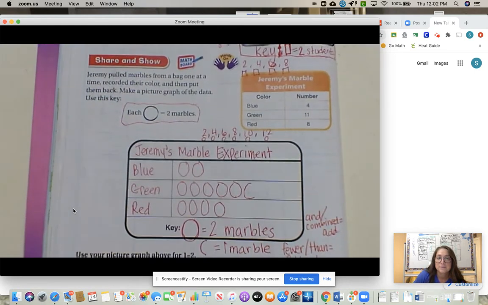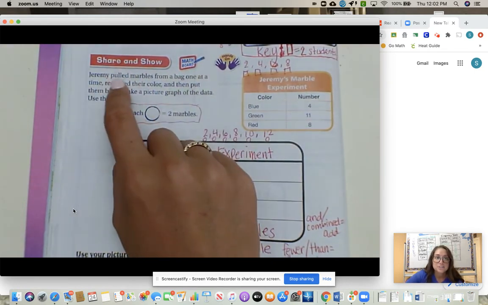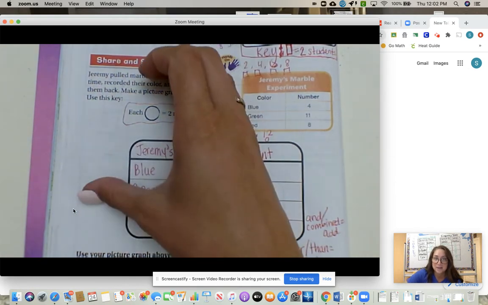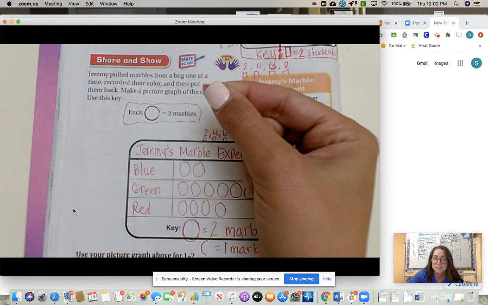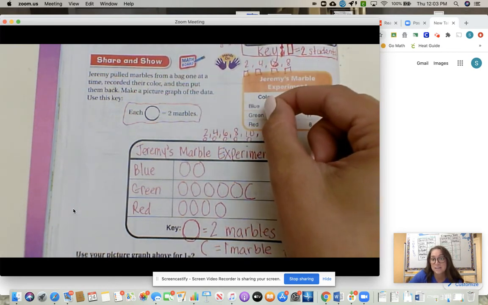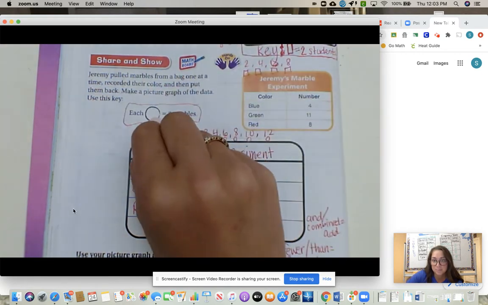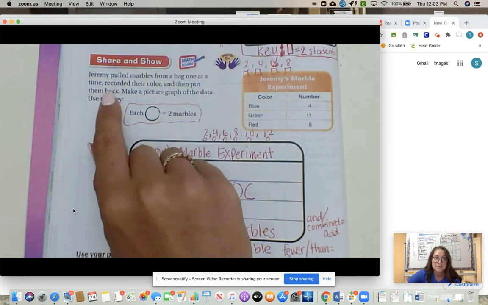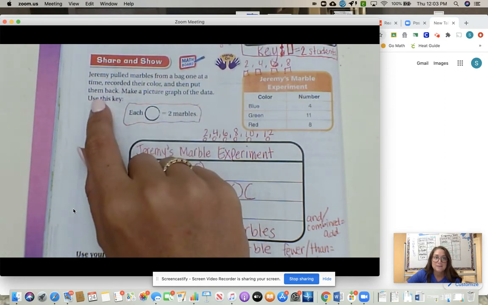All right. Then we move down. Jeremy pulled marbles from a bag one at a time. So he had a bag of marbles. He picked out a marble, looked at the color, wrote a tally mark, because I'm sure he did a tally table first, and then put the marble back in. And then he pulled out another one. So that's what he's doing. And then put them back. Make a picture graph of the data.